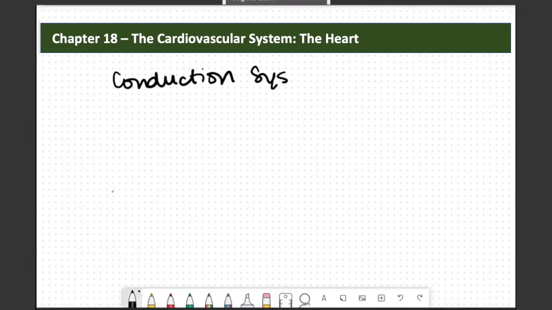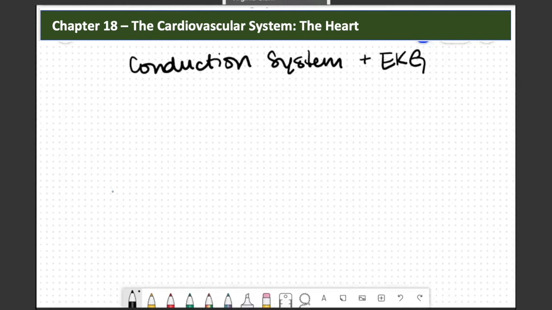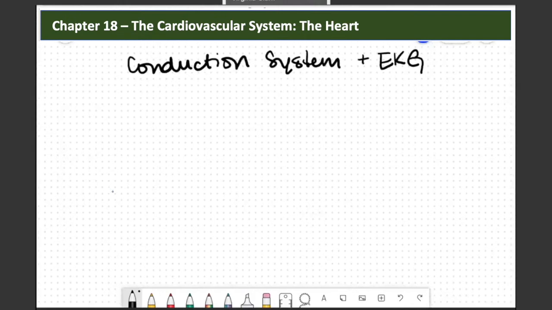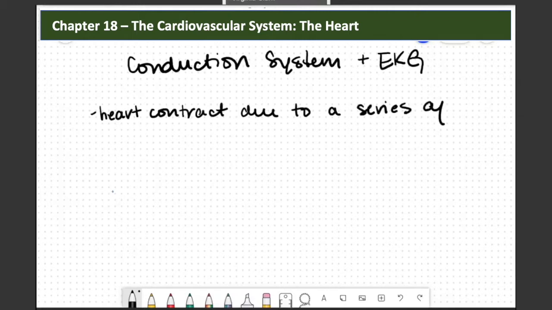And the EKG, we're talking about how and why, step one, why the heart actually does what it does. So the way this works is your heart will actually contract. Remember, it's a muscle. And it will contract due to a series of electrical changes in the heart muscle. So you're going to have a bunch of electrical changes that are going to occur. That is going to cause your heart to contract.